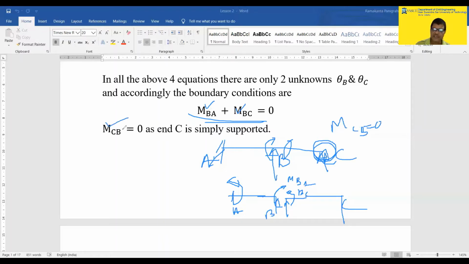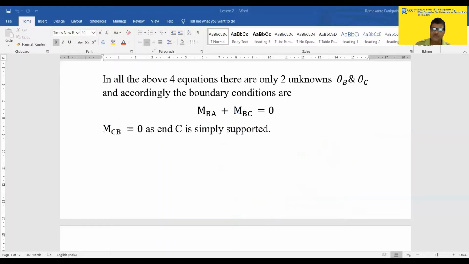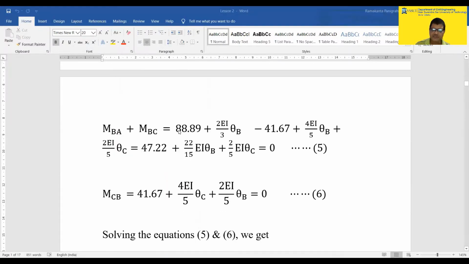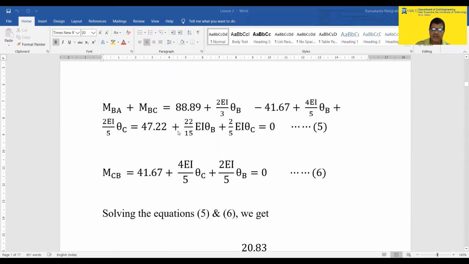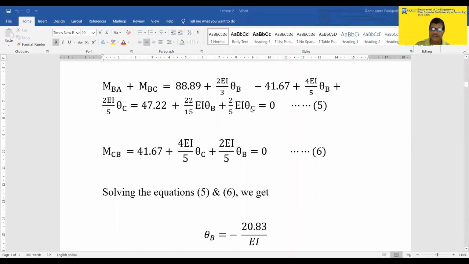Now by putting these equations together, we can solve for the values of theta B and theta C. We have two unknowns, theta B and theta C, so for solving two unknowns, we need two equations. We can take MBA plus MBC, and MCB equal to 0, and with the help of this we can solve. So you now have the simultaneous equations: MBA plus MBC is equal to 0 and MCB is equal to 0.